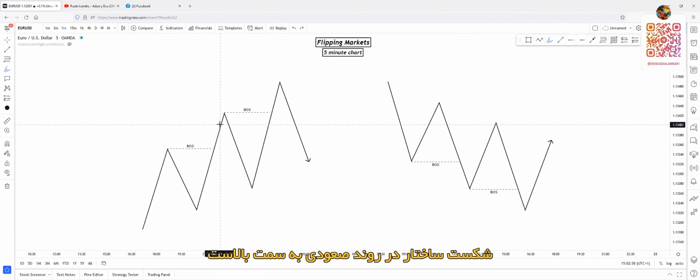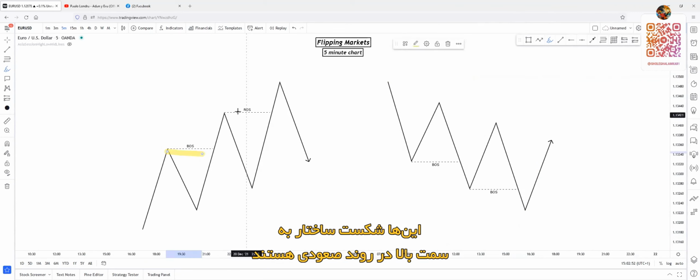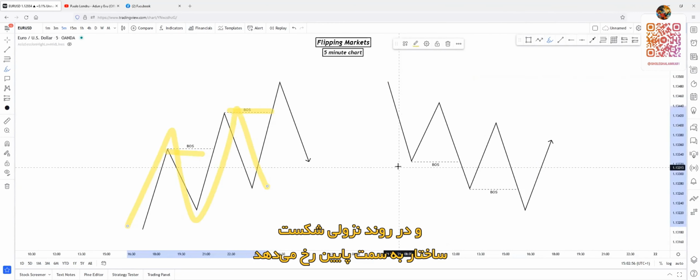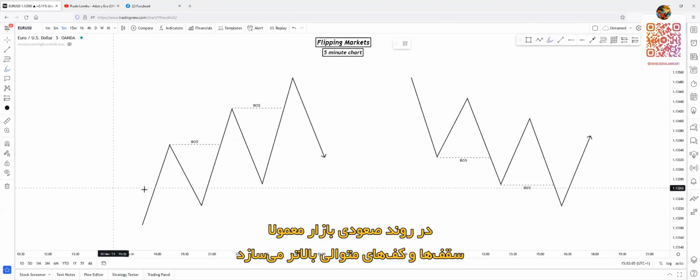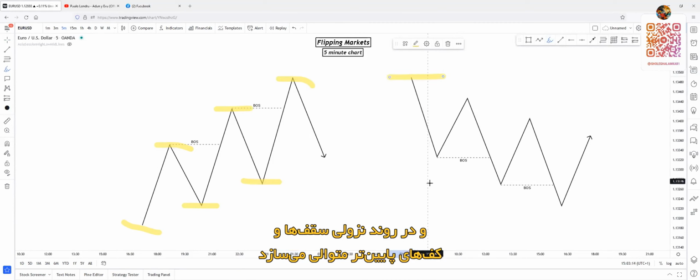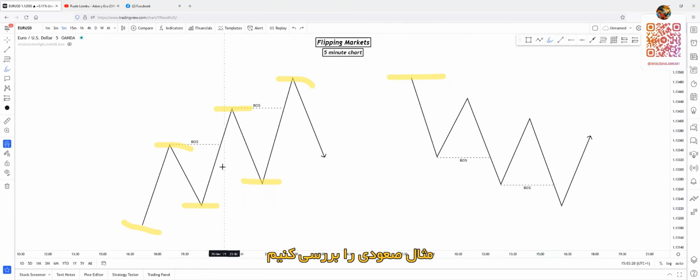It will create both to the upside in the bullish trend. So these are upside breakout structures in the bullish trend, and it will create downside breakout structures, which is this one in the bearish trend. Okay, so market usually moves like creating a series of lows, highs, higher lows, higher highs, higher lows, higher highs in the bullish trend, and it will create highs, lows, lower highs, lower lows, lower highs, lower lows in the bearish trend. Let's see the bullish example.